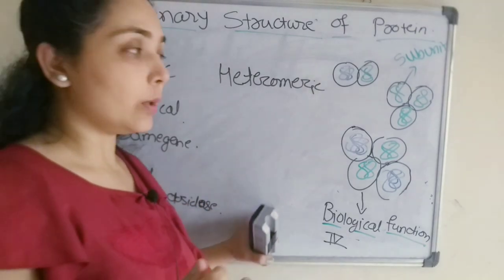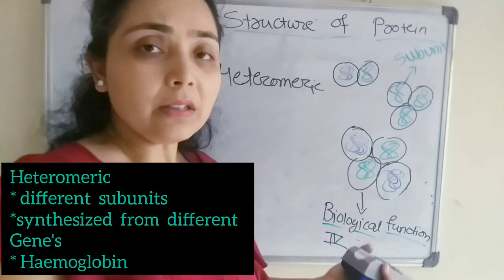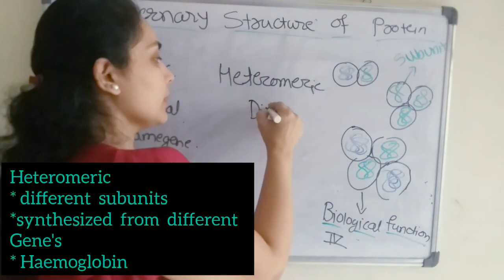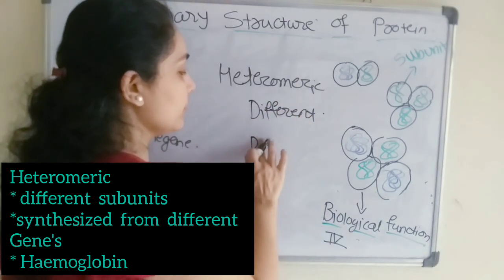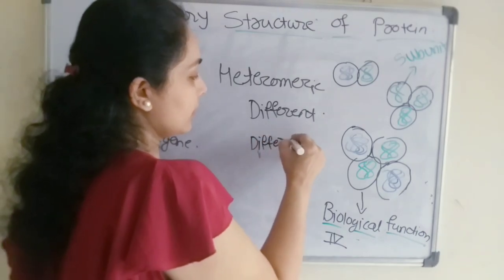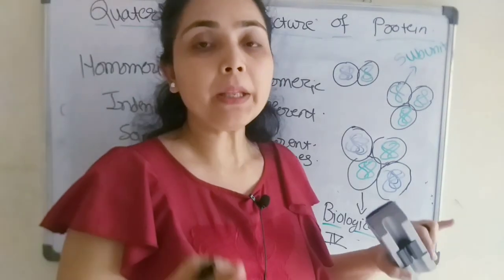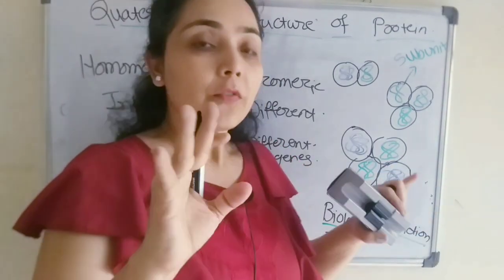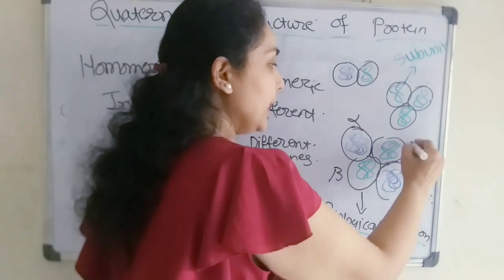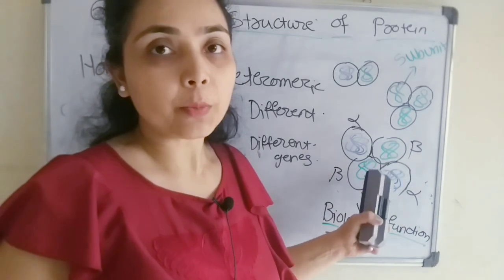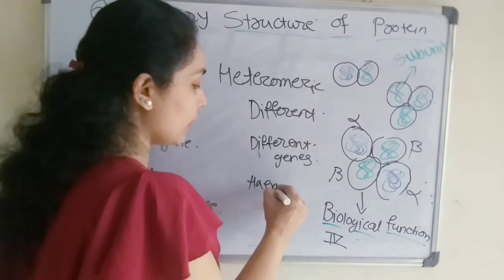And what is a heteromeric protein? In the heteromeric protein, different subunits are present, which are synthesized from different genes. The most common example is hemoglobin. Hemoglobin is made up of 4 polypeptide chains, out of the 4, 2 alpha chains and 2 beta chains. So this is an example of a heteromeric protein, because all the 4 polypeptide chains are not identical.